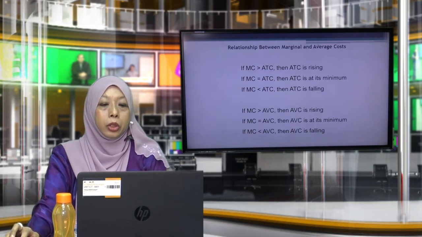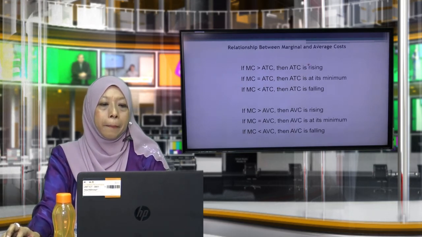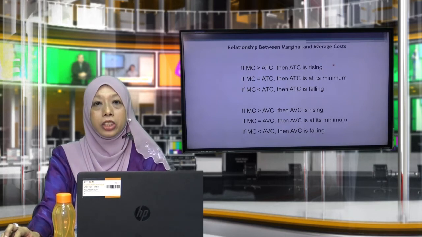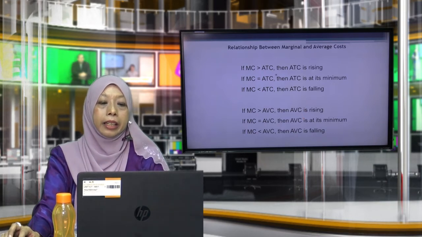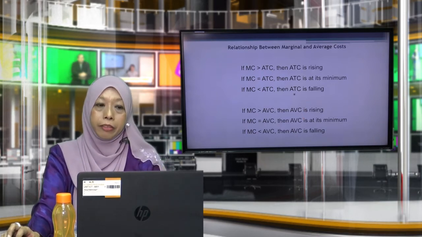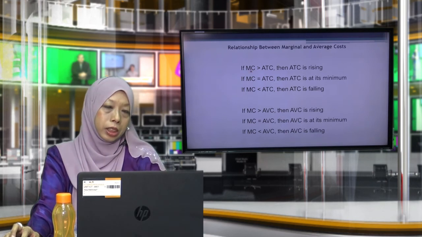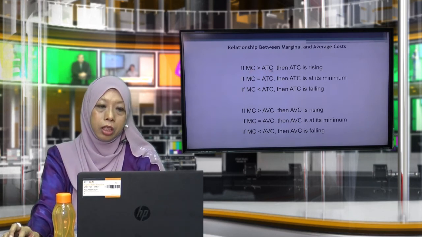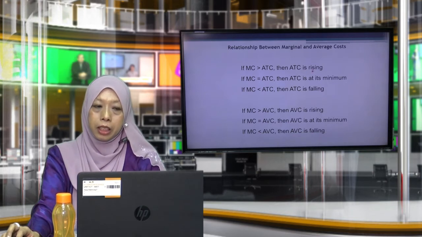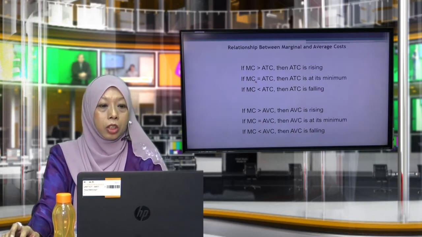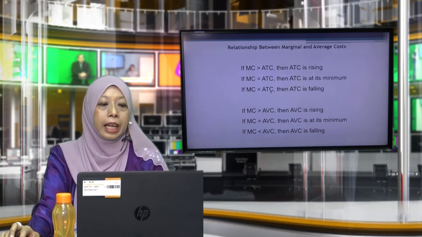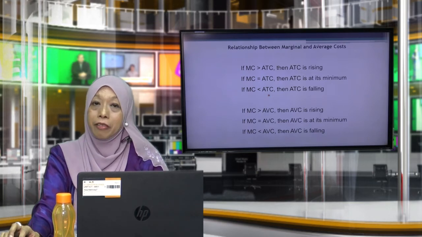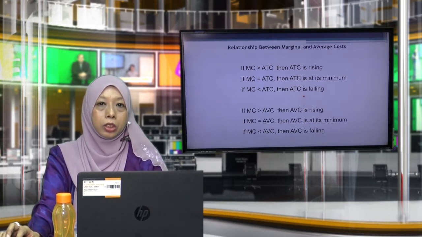When you draw your marginal cost and your average cost together, particularly the average total cost and average variable cost, there are certain rules that you have to follow. Make sure that when marginal cost is greater than average total cost, average total cost must be rising. When marginal cost equals average total cost, average total cost is at its minimum. And when marginal cost is less than average total cost, then average total cost should be falling.